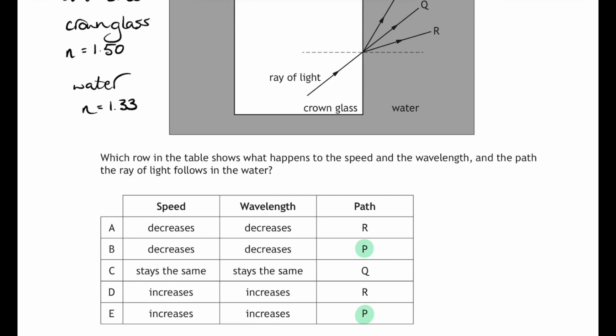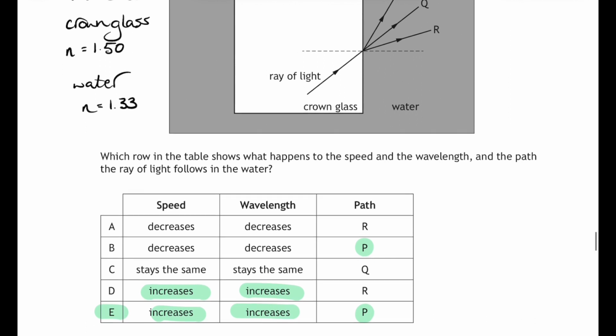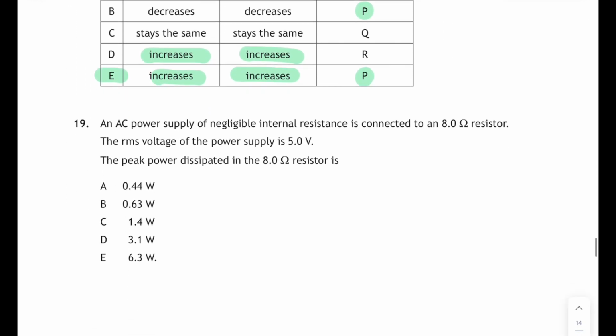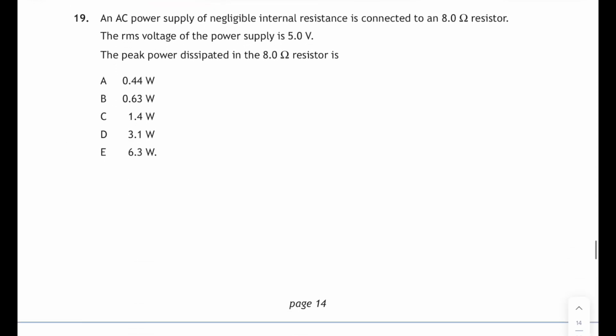Also, because the refractive index of water is less than glass, the speed of the light is going to increase when it enters the water. So there's our two options there. And if the speed increases, then the wavelength will also increase. So the only one where all three options are correct is option E. Speed and wavelength increase, and it's path P. That's 18E.